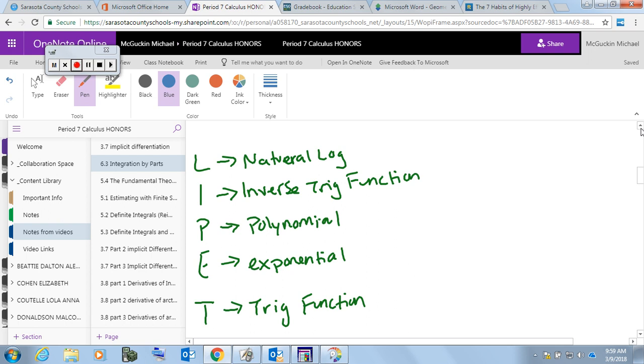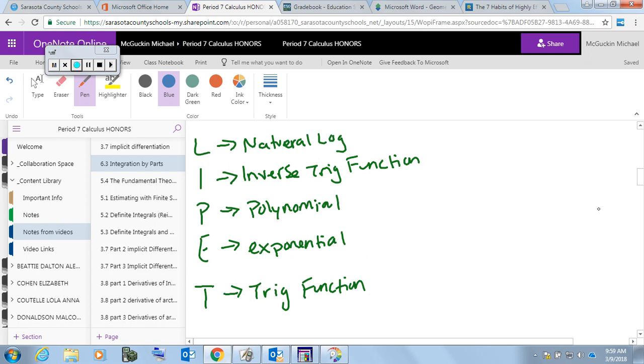You first try to make u a natural log. If that's not in the cards, you'll try to make an inverse trig function a u. If that's not in the cards, you'll try to take a polynomial. And if that's not in the cards, you'll try to take an exponential. And then finally, you'll try to look for a trig function. Alright? And so that is a good focus point.